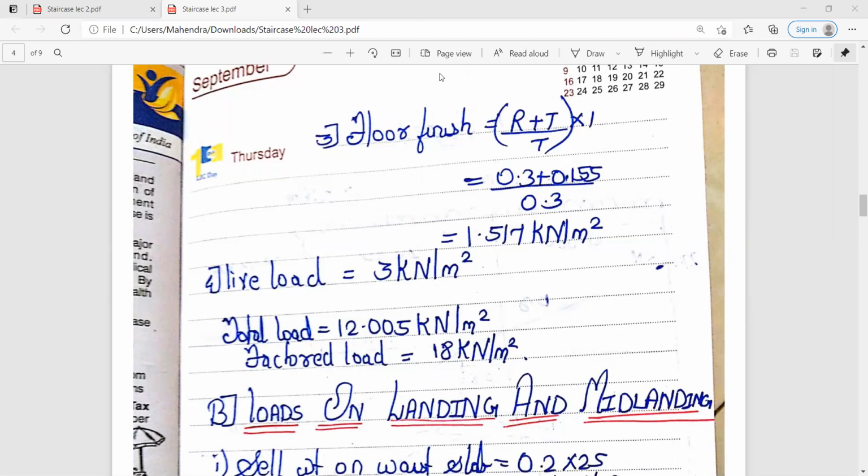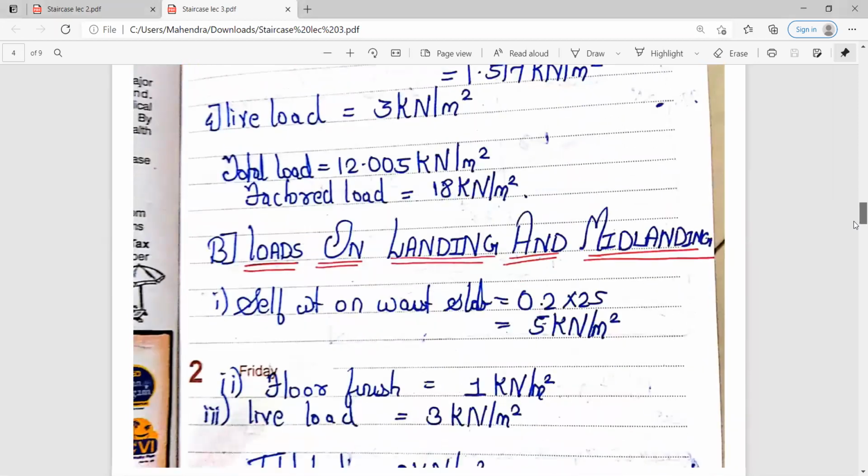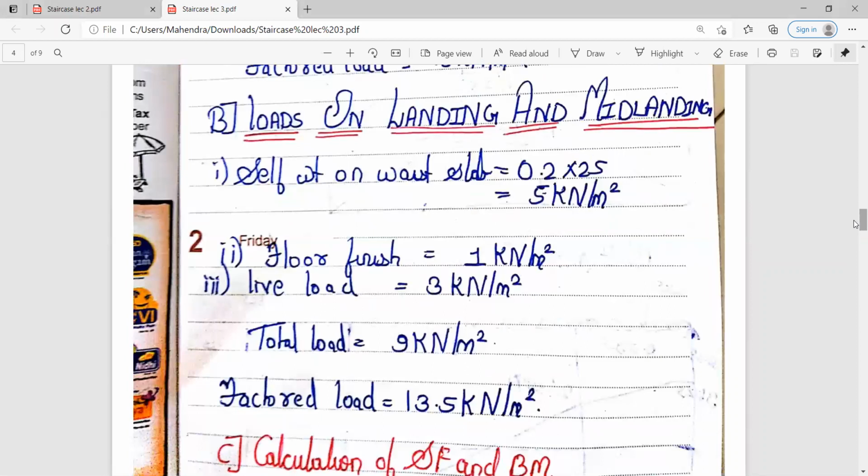That is loads on landing and mid landing. Now, how to calculate the loads for landing and mid landing? So, सबसे पहले you need to calculate again self weight on the west slab. So, for calculating self weight on the west slab, D into 25, D depth is 0.2 into 25, that will be 5 kilonewton per meter square.